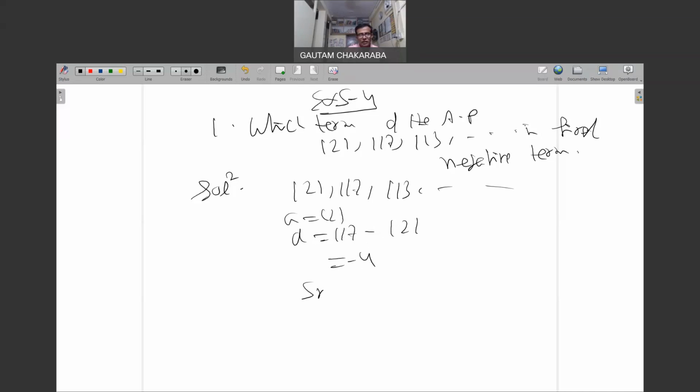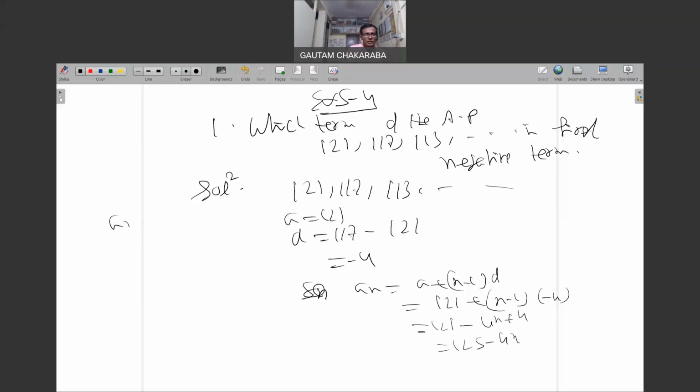Okay, now find the first negative term, the nth term. A plus (n minus 1) into d. A is 121, d is minus 4. 121 minus 4n plus 4, so 125 minus 4n. According to the question, first negative term means an less than 0. Always take less than 0. 125 minus 4n less than 0, so 125 less than 4n. Shifting 4n this side, 125 by 4 less than n.